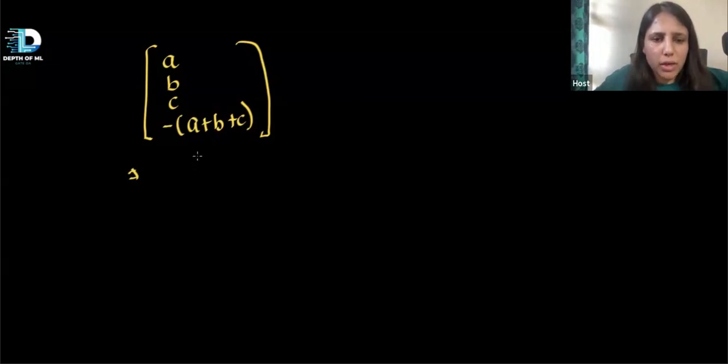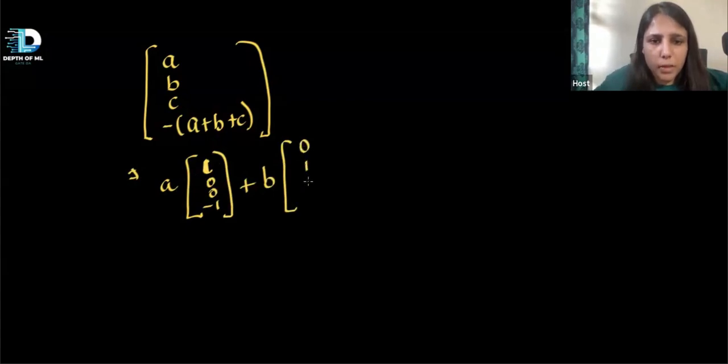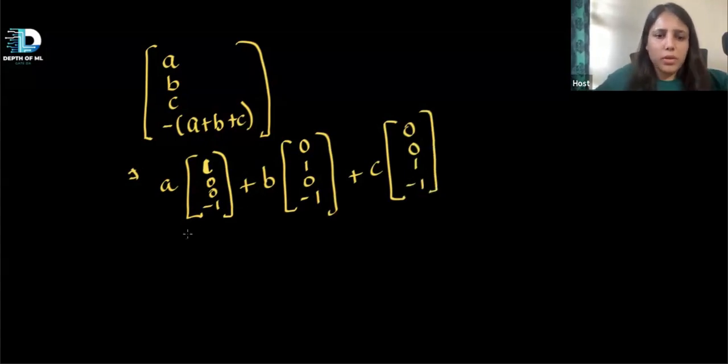But this is how you can find it. Now I can break it down like A times 1, 0, 0, minus 1, plus B times 0, 1, 0, minus 1, and C times 0, 0, 1, minus 1. Fine. So if I do this, you can see A and minus A. If you add all the components, it will be 0. B minus B, if you add all components, it will be 0. And C minus C, all the components are 0. So now these 3 can actually be my basis vectors.